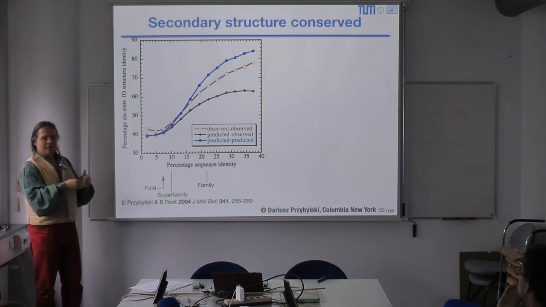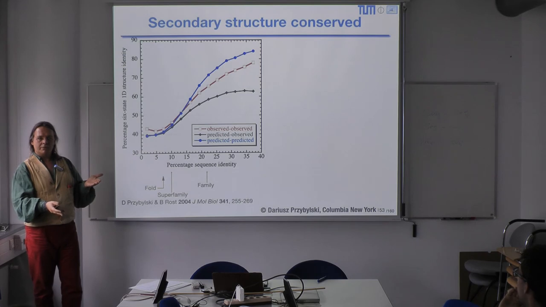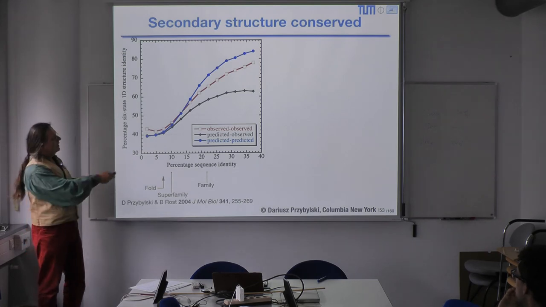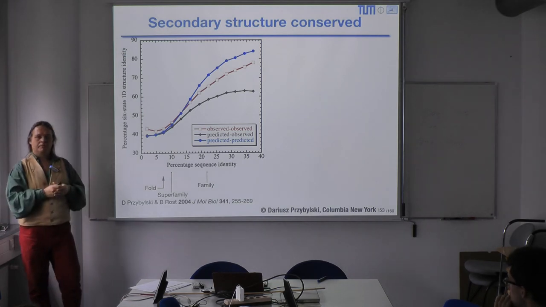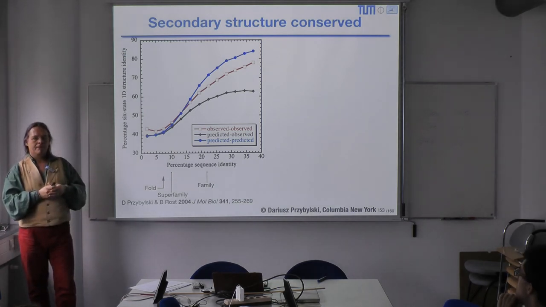Here, I predict for one side the secondary structure and solvent accessibility. For the other one, I look it up. That's what you get. Blue is, I predict it for both. How can that be higher?